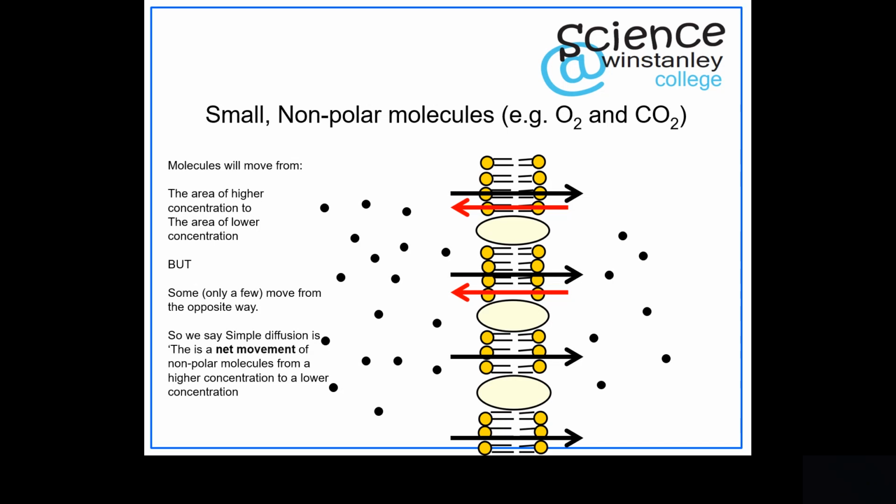So they are moving from a higher to a lower concentration, absolutely. But what we say is the net movement is from a higher to a lower concentration. Net movement is a term used to describe the overall result of something. So the overall result is they do move from a higher to a lower, even though one or two are going in the wrong direction. And it's always small non-polar molecules that will diffuse simply straight through the bilayer.